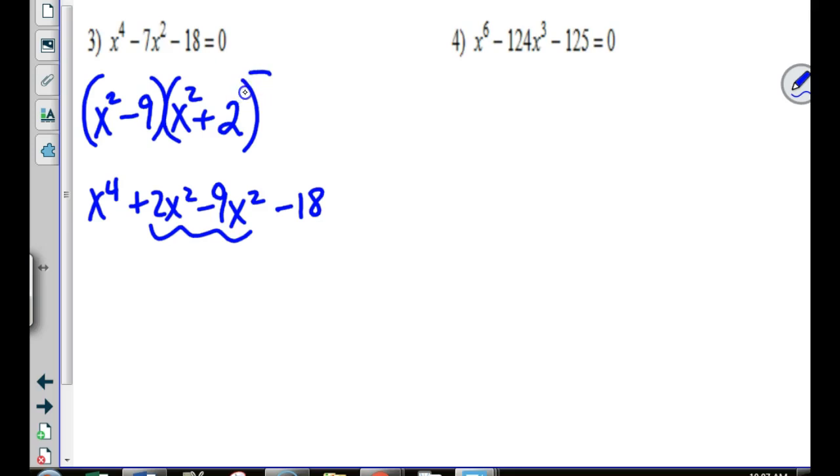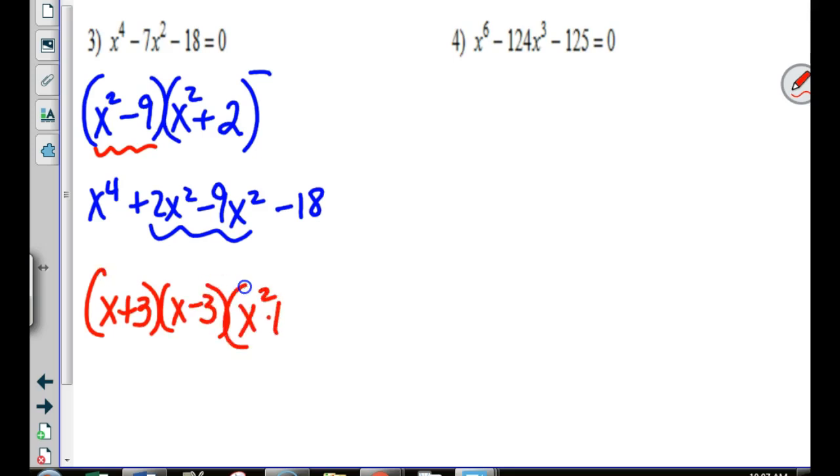Are we done? Which one of those two factors further? The minus. Always, it's got to be the difference of two perfect squares to factor further. So that one should factor x plus 3, x minus 3. And this x squared plus 2, even if 2 was a perfect square, when it's a plus in the middle, you can't factor it. So now I can draw a square around it if I want.